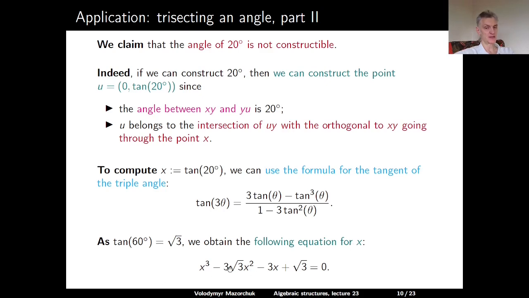x cubed minus 3 square root of 3 x squared minus 3x plus the square root of 3 is equal to 0. Note that this is a polynomial equation over our field of Q with the square root of 3 added. It's not a polynomial equation with rational coefficients. Our starting field is strictly bigger than Q.